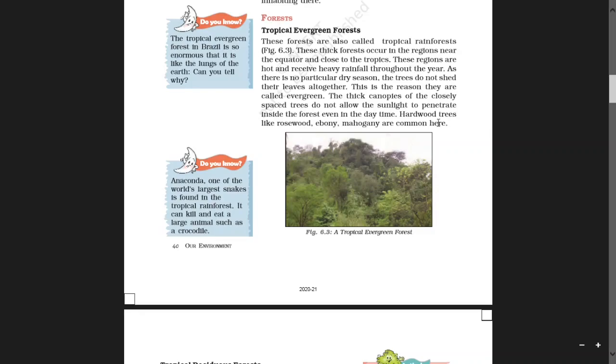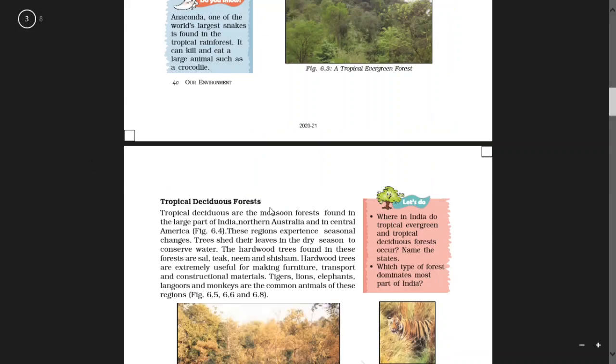Okay, these are the different species or types of trees of the tropical evergreen forest. They are hardwood trees such as rosewood, ebony, mahogany. They are common here. Okay, so this is about tropical evergreen forest. Then I think, boys, you understood what is tropical evergreen forest and which type of trees grow there. Now let us see tropical deciduous forests.